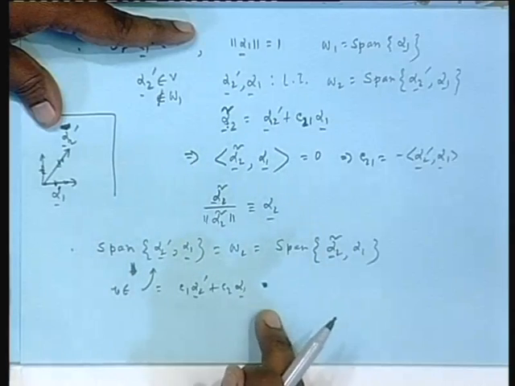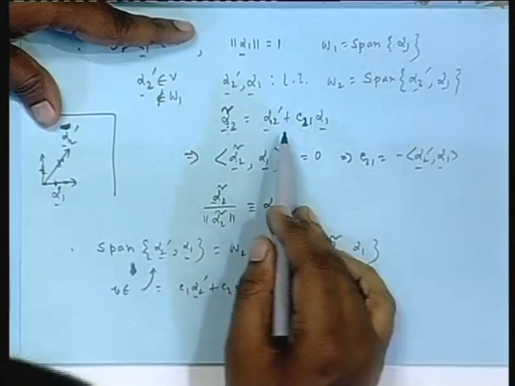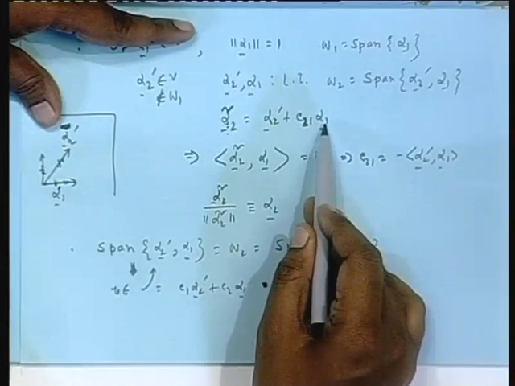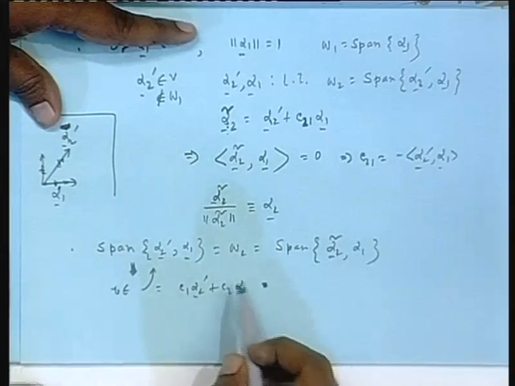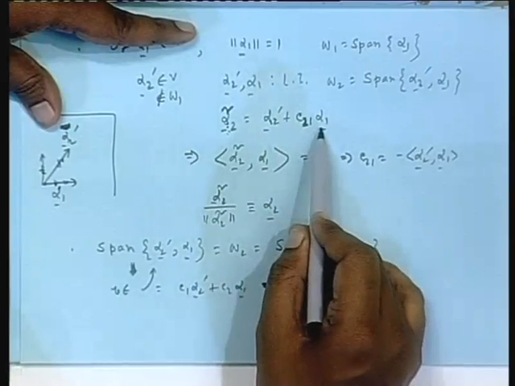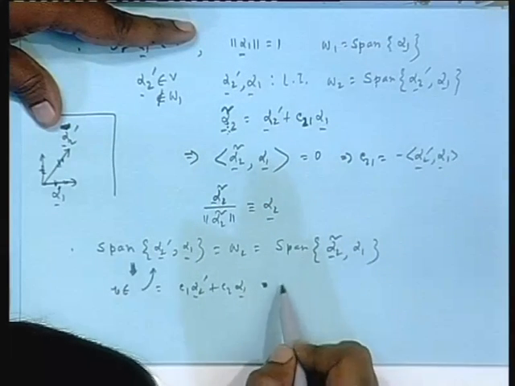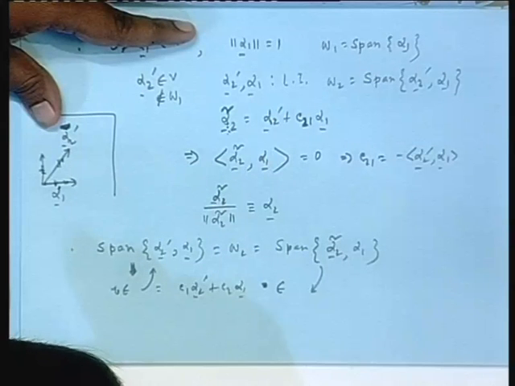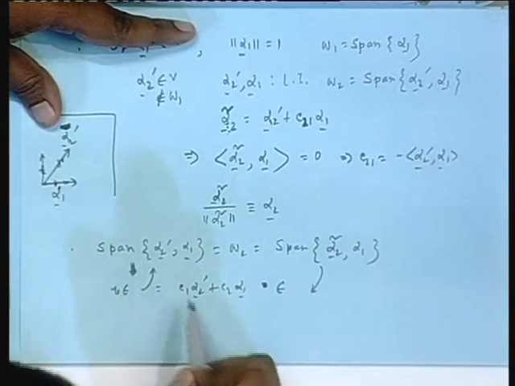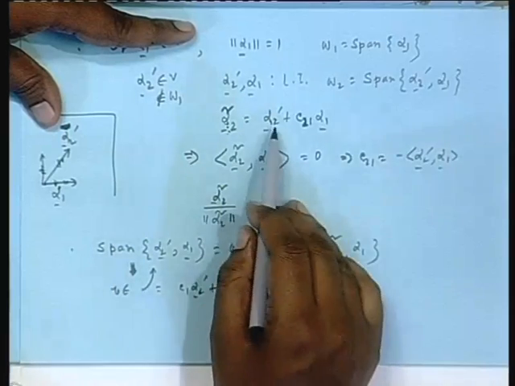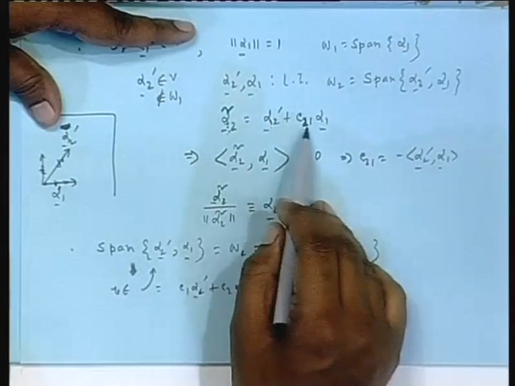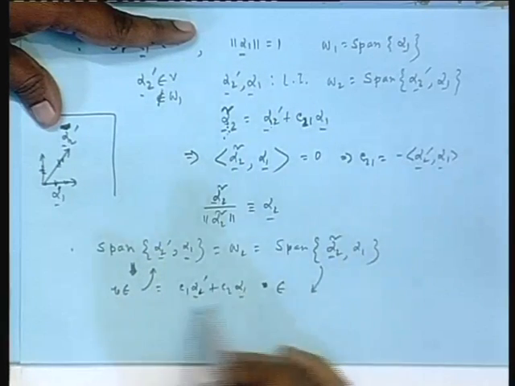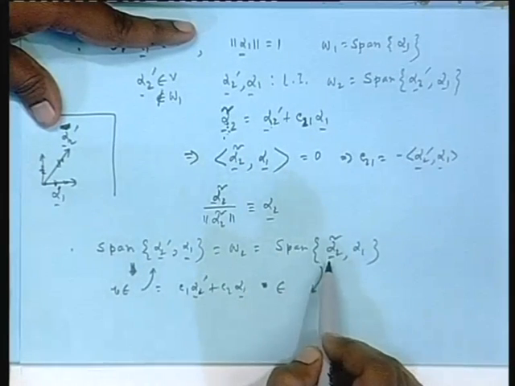I am not showing some extra steps, please see alpha 2 prime. If I replace alpha 2 prime by alpha 2 tilde minus C 2 1 alpha 1, this again becomes a linear combination of alpha 2 tilde and alpha 1 only. So, it is contained in this. A vector element of this is writable like this, and alpha 2 prime you write as alpha 2 tilde minus C 2 1 alpha 1, and so you get a linear combination of alpha 2 tilde and alpha 1 only finally, which is then contained in this.